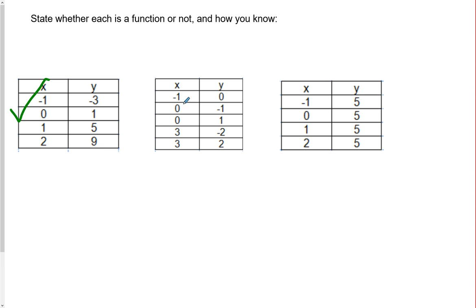For my second one, I see 0 can map to -1 or +1, and I see that 3 can map to -2 or +2. So that one is not a function, because I can have an input like 0 that would give me 2 different outputs, like -1 and 1. Okay, our last one, we've got -1, 0, 1, and 2. They all map to 5, but that's totally fine because each input has a single output. So that one is a function. It's good to go. Okay, next one.